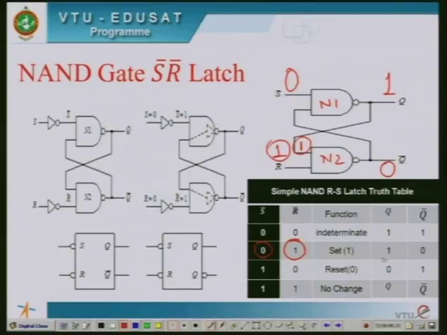This is called the set condition because Q output is logic high and Q bar output is 0. Output Q is what we are interested in, and it is in set state. So, we call this the set state when Q becomes logic 1. This is how it works.